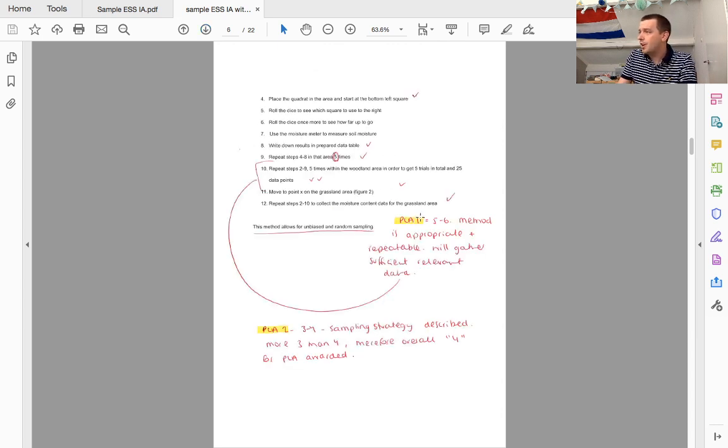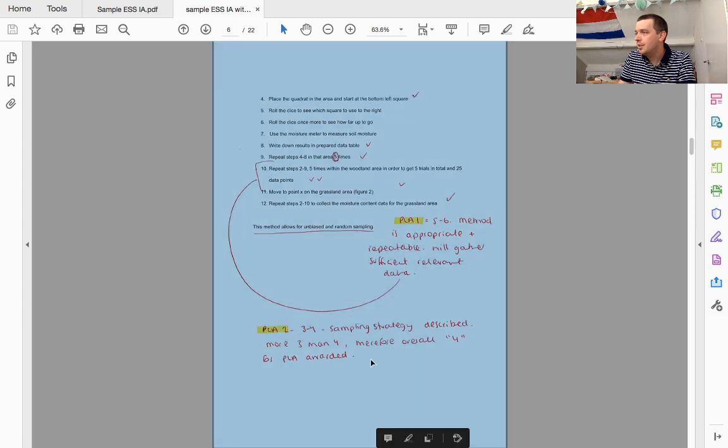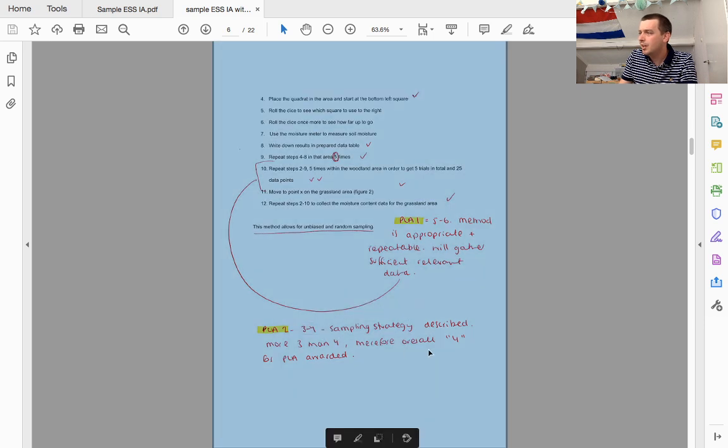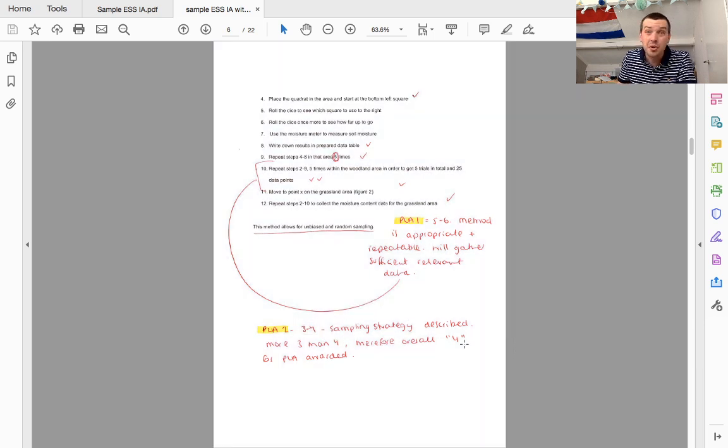The method, strand 1, scores a 5 to 6 because it's appropriate, it's repeatable, it will gather sufficient relevant data. But our second strand, strand 2, is more described. The sampling strategy is more described than it is explained or justified, and that's super limiting. It stops me awarding a 5 and means I can only award a 4 overall. So, first point, justification of sampling strategy is very, very important.